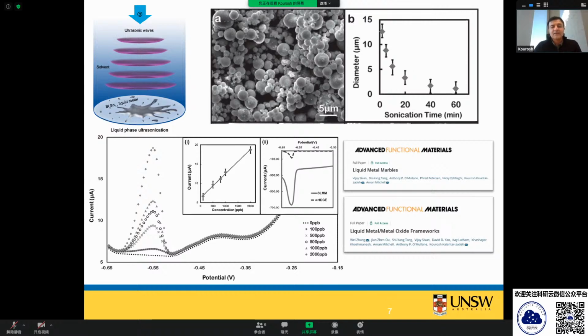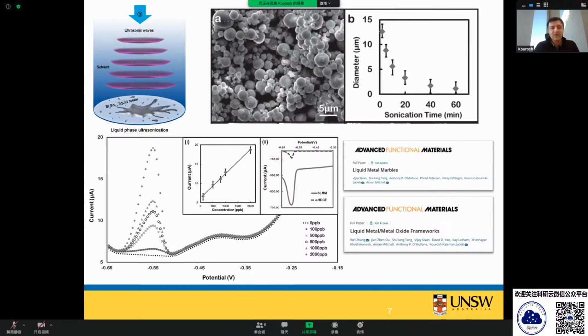Here, this doesn't happen because of the two-dimensional encapsulation of liquid metal gallium. It holds it together. So the more you shake, they become smaller, smaller, smaller, and it makes a very stable suspension. You can drop cast them on an electrode.